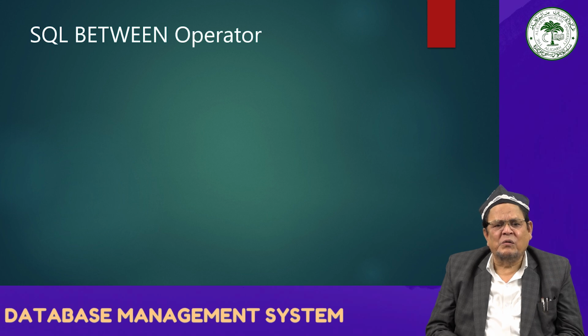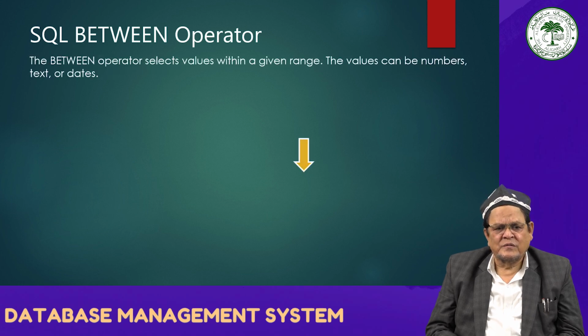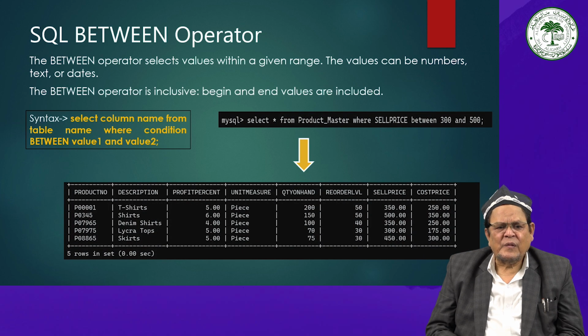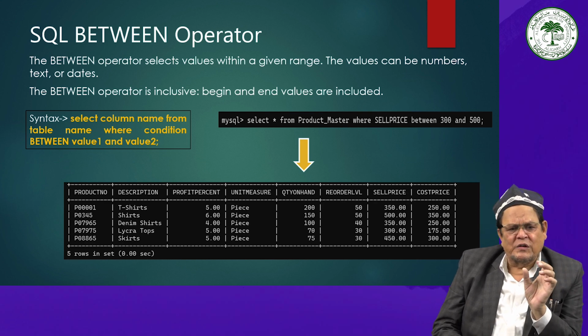Next is the SQL BETWEEN operator. The BETWEEN operator selects values within a given range. The value can be a number, text, or a date also. The BETWEEN operator is inclusive, so you have to include the beginning and end values. We start from which value to which value; you have to define the range.